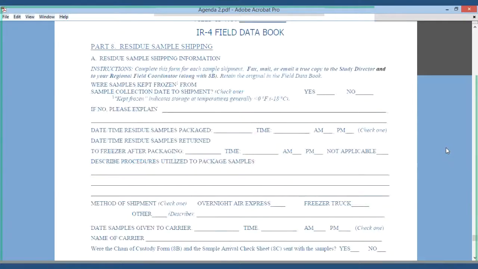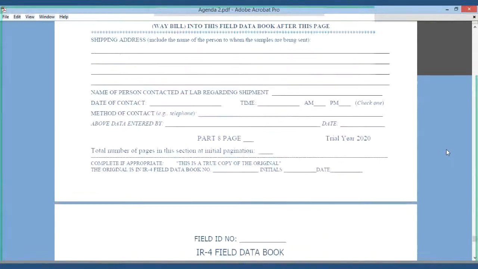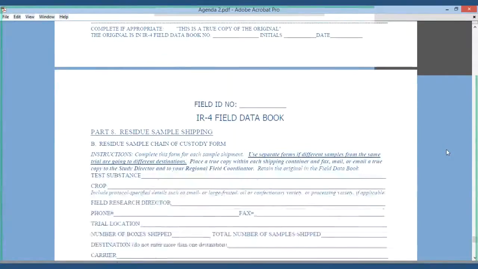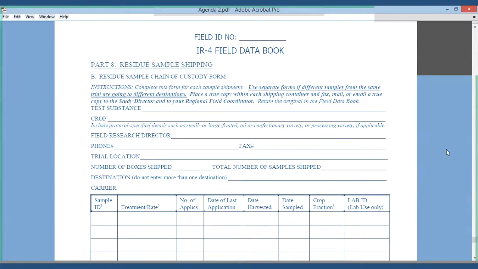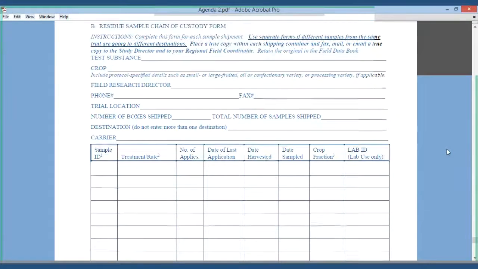Next page, please. So this is just an additional page for shipping. This is the chain of custody form. So when the people in the lab receive the samples that you ship, they would look through this form to confirm whether or not it agrees with the information that they actually see from the samples themselves.